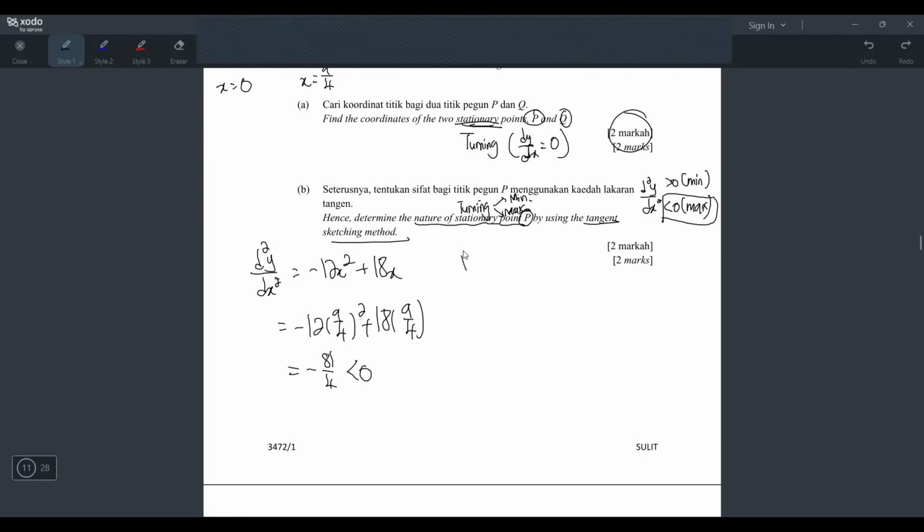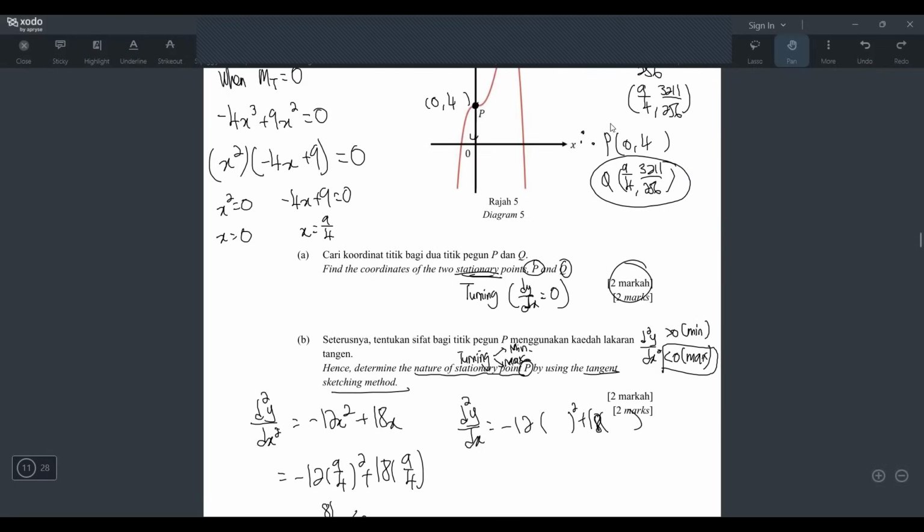So let's say I do the second derivative, which is negative 12x squared plus 18x. But this time for my x, I will use the one for P. What is the x coordinate for P? 0, right? So you put 0. Did you realize you get 0? If you press all this, you will get 0. So what does it mean when your second derivative equals 0?